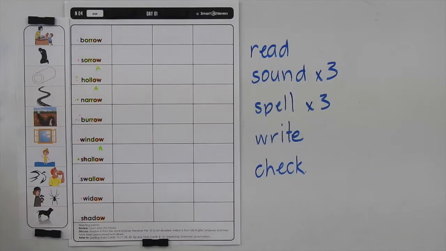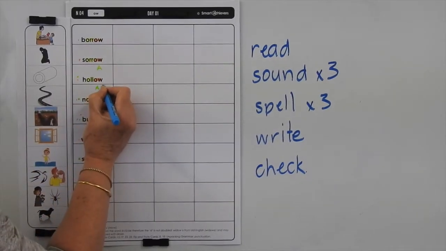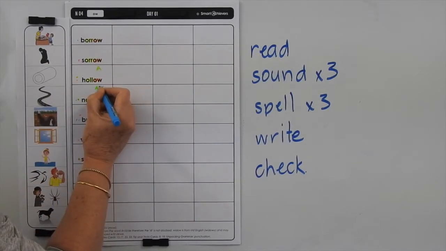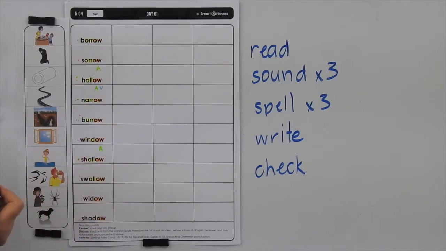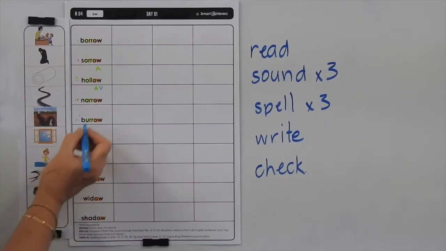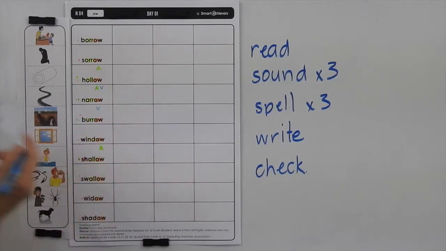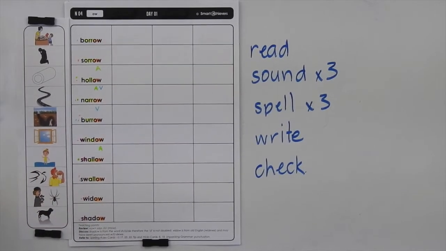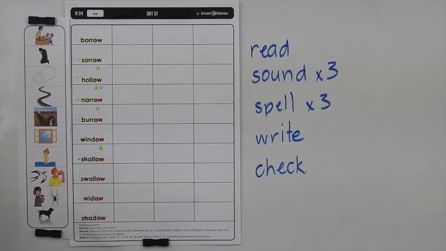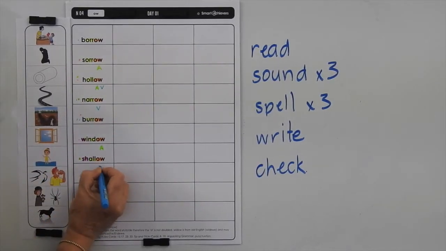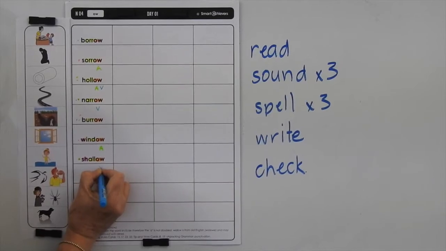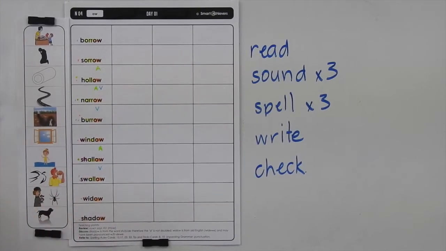So narrow could also be a verb. So these words can have more than one function. Burrow could also be a verb because it's something we can burrow, or a rabbit can burrow into the ground. It tells us something we can do. Swallow is something that you can do too. You can swallow food or liquids.